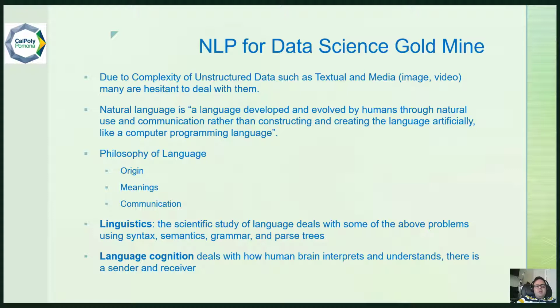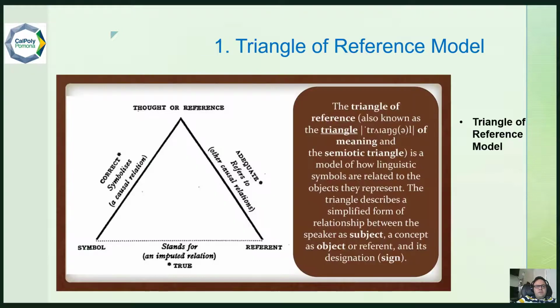So the language philosophy can be seen from three different angles: where the language is coming from, what the meanings of some of the words and terms in language are, and finally how to communicate effectively. And then we can talk about linguistics, or language cognition, which helps to understand how the human brain interacts with language and how it can interpret the actual words. You probably have already seen some examples where you understand the word, but it's hard to explain it in simple and plain language. So what's the way that we can think about that in a programming environment?